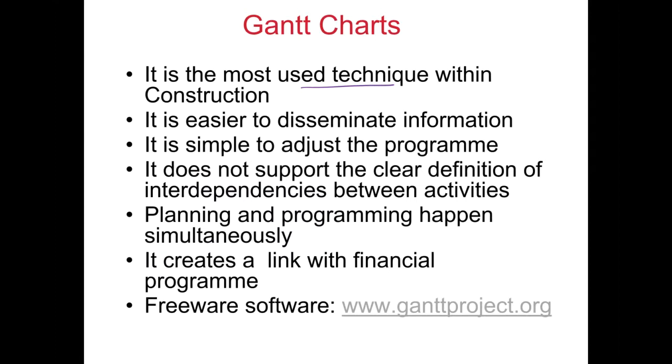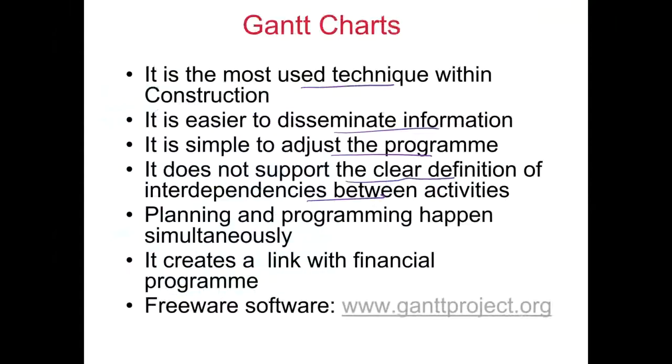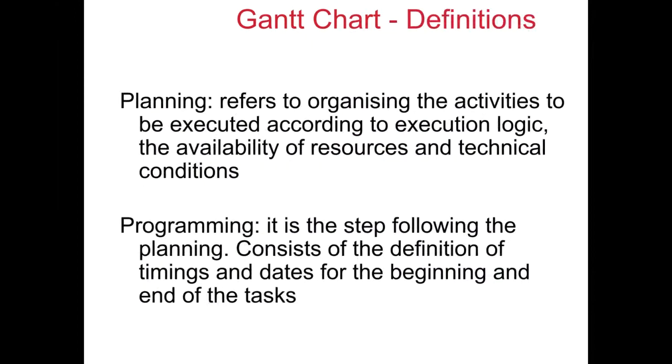It's the most used technique within construction, easier to disseminate information, simple to adjust the program. It does not support clear definitions of interdependencies. It's a bit cramped, and not very good to demonstrate the logic. So the suggestion is that you do your network diagram separately, and then you could transfer it into a bar chart. Planning and programming happen simultaneously.